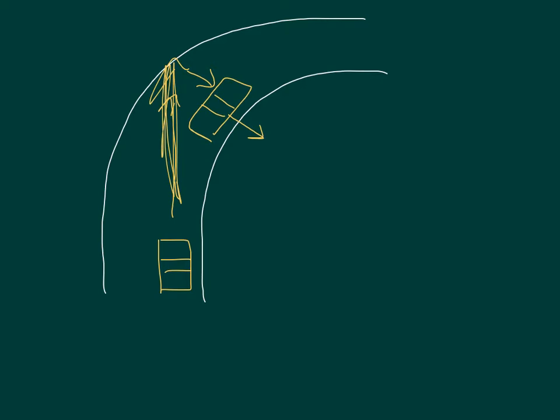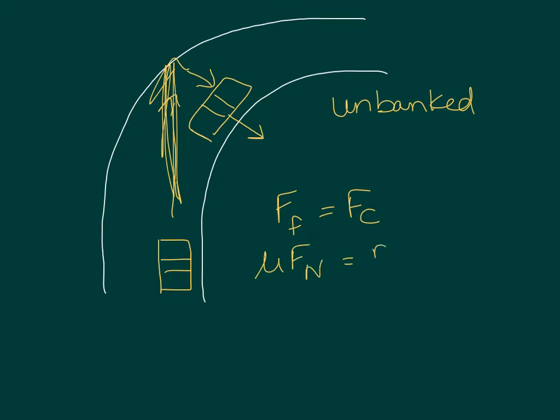So on an unbanked turn, I would basically have to rely just on friction in order to get me to go straight. So friction is my centripetal force. The force of friction is my centripetal force when the turn is unbanked. So remember, this is mu times the normal force, and this is mv squared over r.